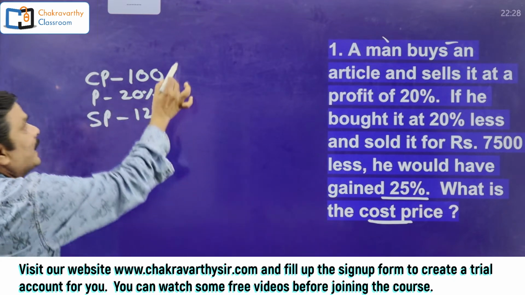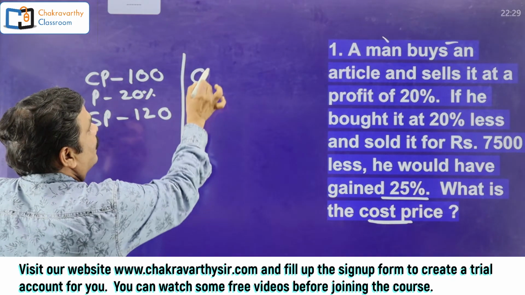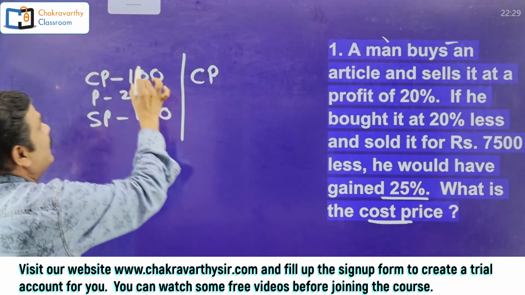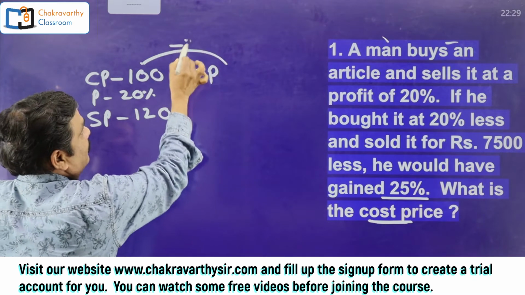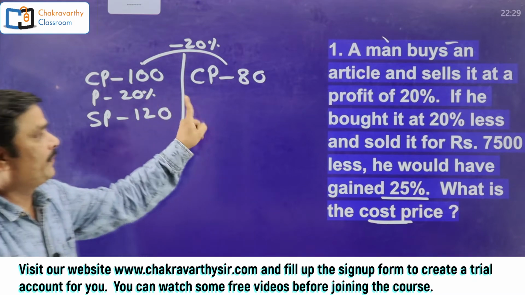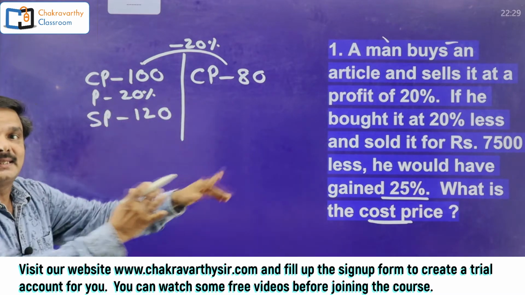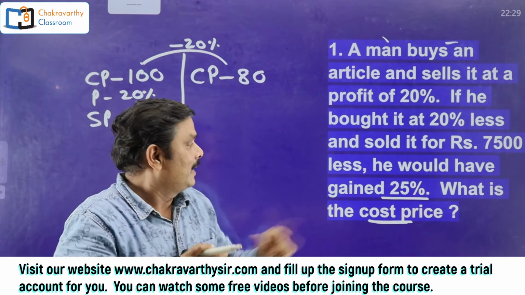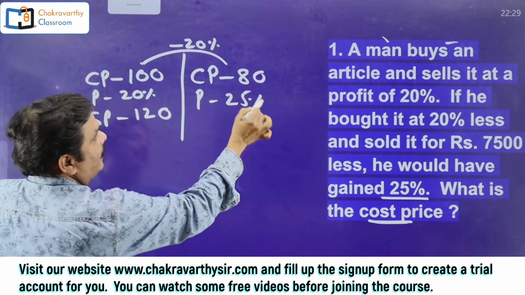How to take it? Second case, simplest method I'm giving you. What is the second case here? Here cost price is not 100. If he bought it 20% less, 100 rupees was the original one, so minus 20%, simply that is 80. If he had bought it for 80 and sold it for 7,500 rupees less, this is the actual figure. Don't bring it now. Finally, we will bring it using the unitary method. He would have gained 25%. In this case, profit is 25%.